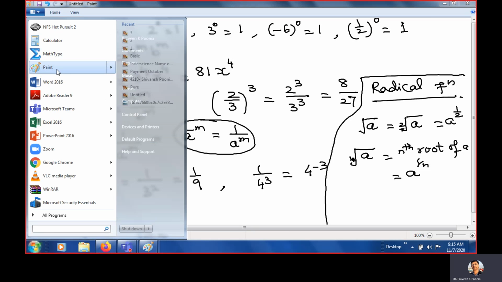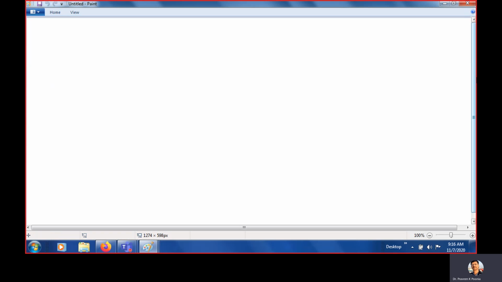Clear? Now I will explain some of the questions that we ask in the exam, and generally we ask them for 2 marks. For example, example number 1. What if 2 power x minus 3 is equal to 32? Find x.